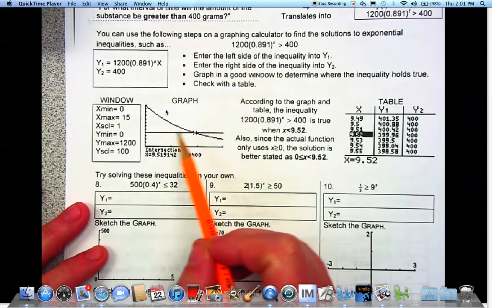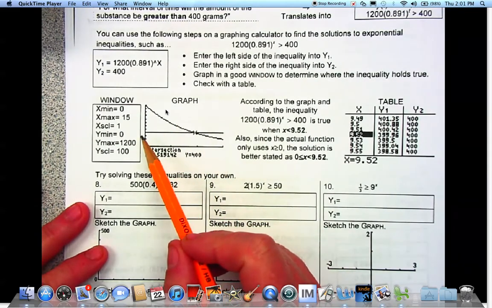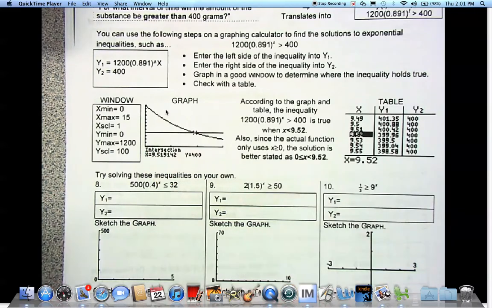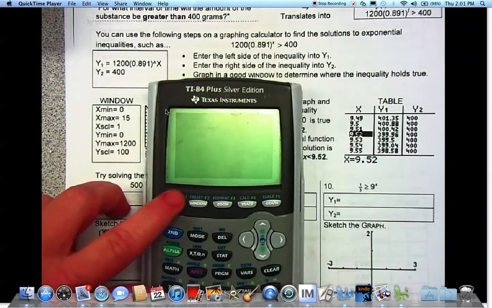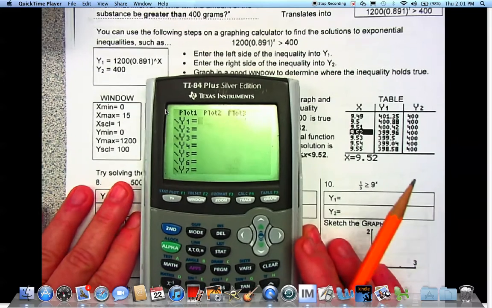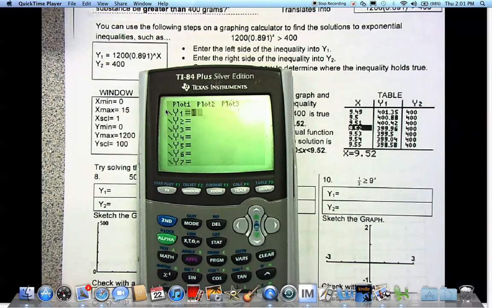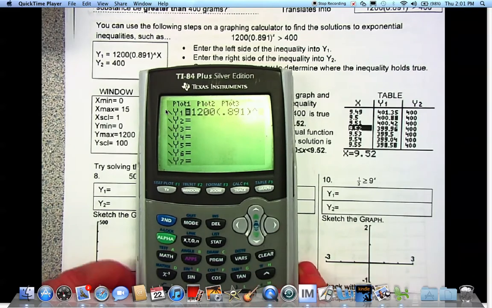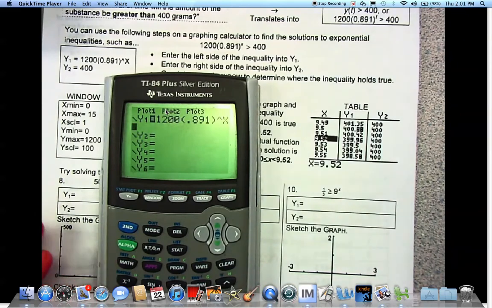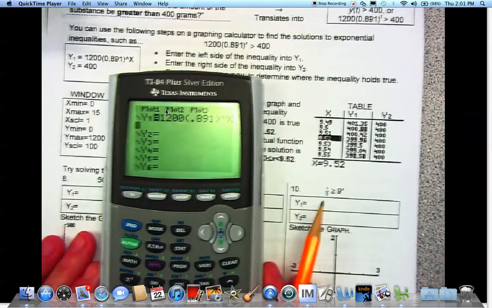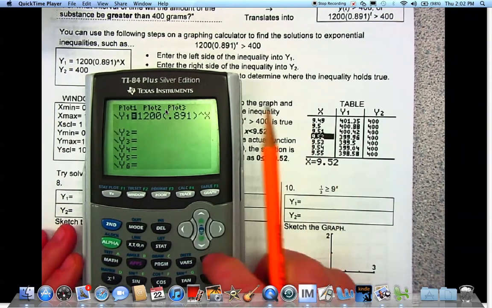And then we graphed it. Did we graph it? We must have. No, I just guessed. Oh, you guessed. So let's try it. On your calculator, go to y equals. We're going to put 1200 parentheses 0.891 to the x. Like that. And in y2 we're going to put 400.